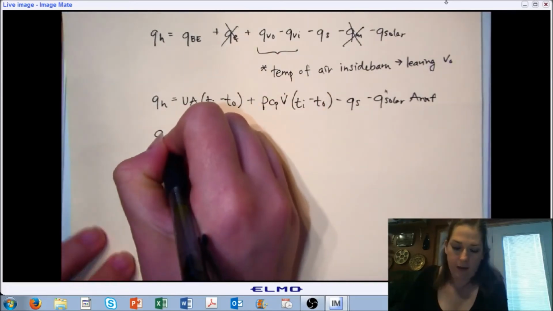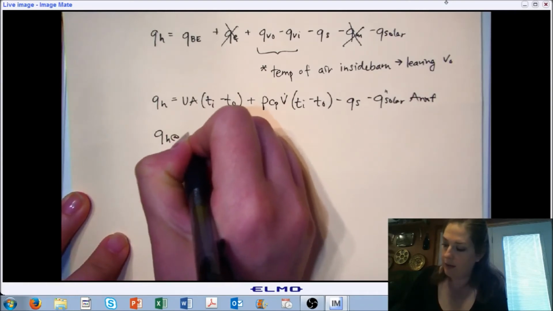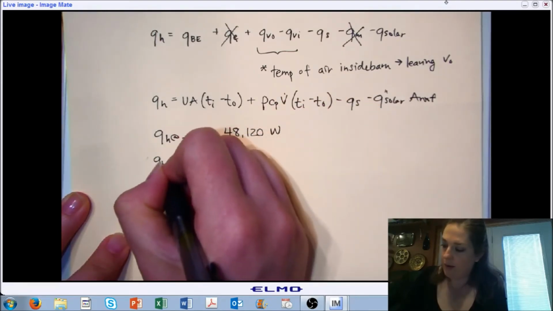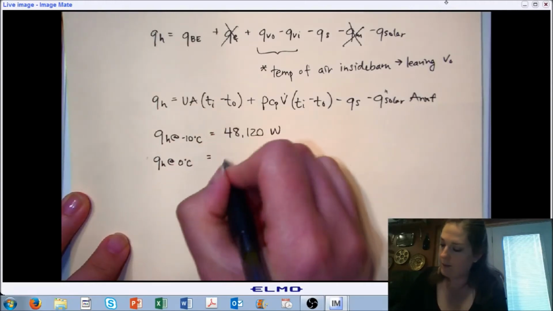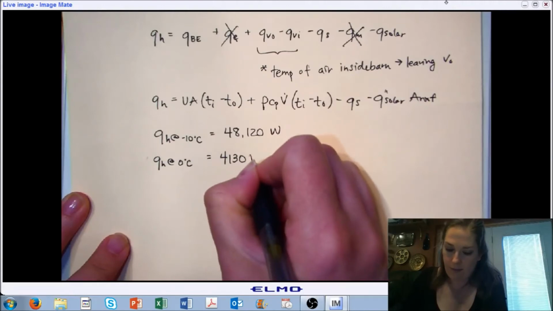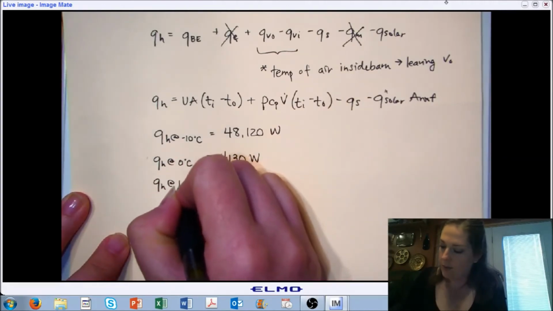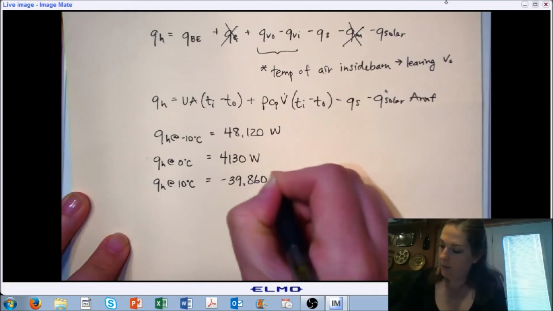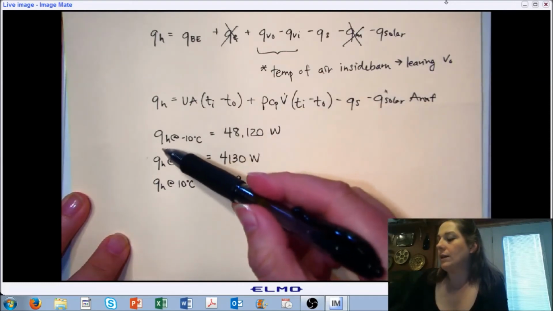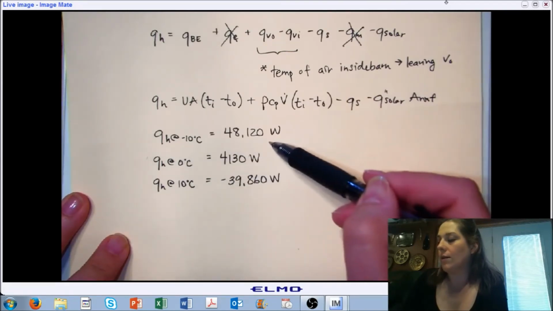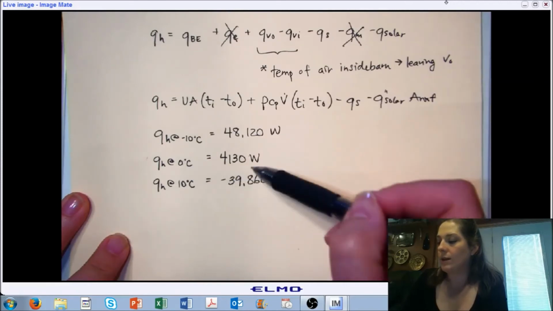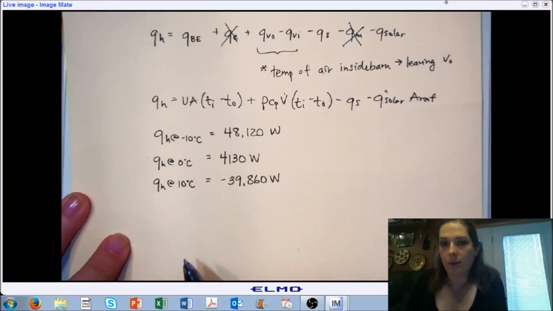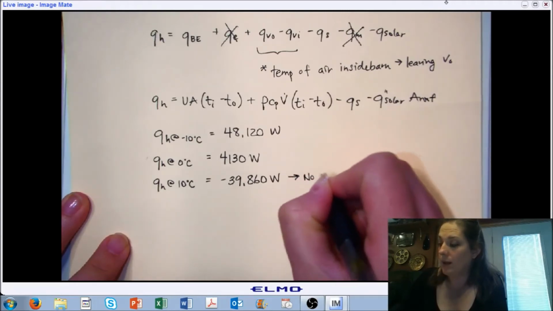And then if we plug in the values, the difference this time is that we know the ventilation rate. Then we can solve for the supplemental heat required for each of these outdoor conditions. And in this case, we assumed that our ventilation rate was the same for each of the outdoor conditions, just to simplify the problem. If you notice, at negative 10 degrees Celsius, we have somewhere around 48 kilowatts required. At 0 degrees Celsius, around 4 kilowatts required. And if we get up to 10 degrees Celsius, we have a negative value for our supplemental heat required. And what that really means is that we don't need any supplemental heat.